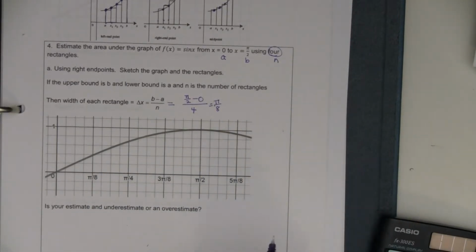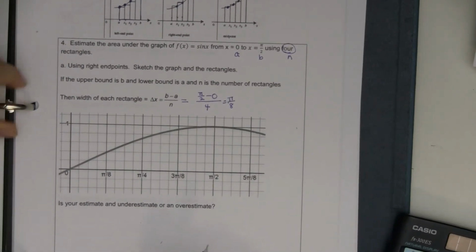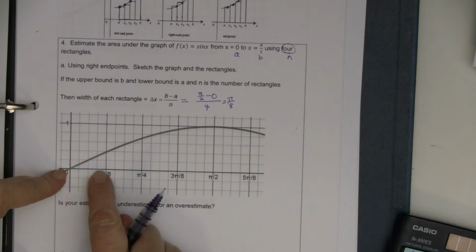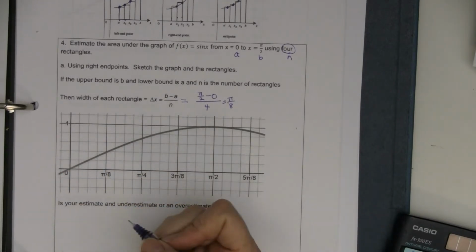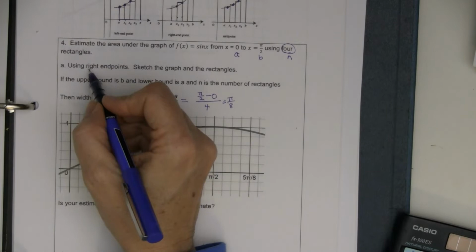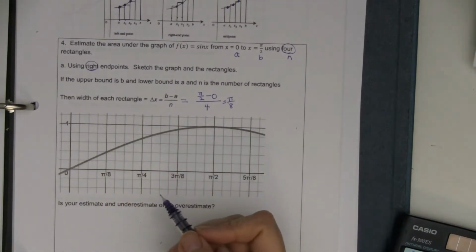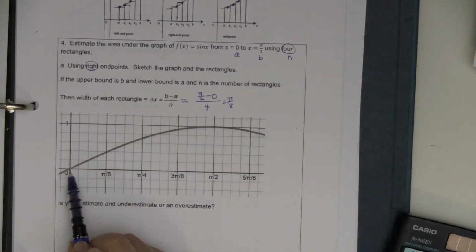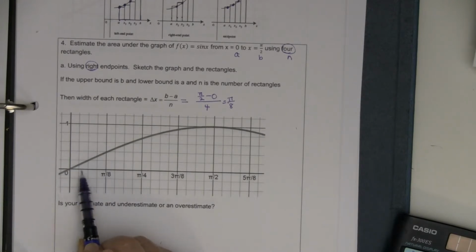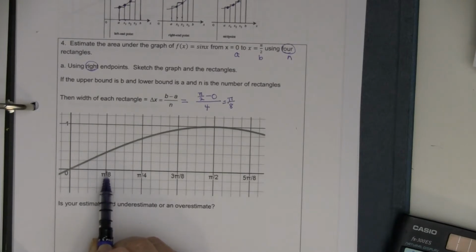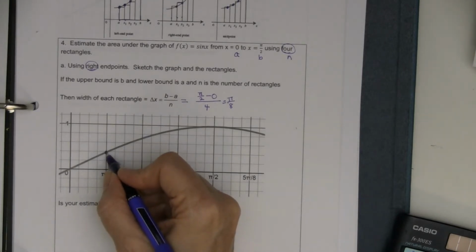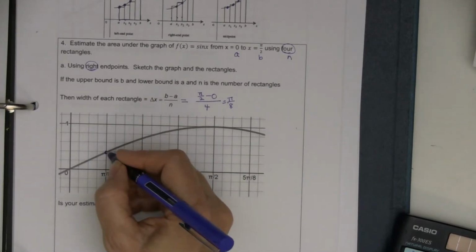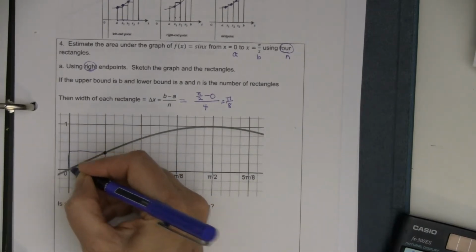Pi over 8. So each of our rectangles is pi over 8 wide. So we're going to have a rectangle that has a base that goes from 0 to pi over 8. And it said to use the right endpoint as the height of that rectangle. So between 0 and pi over 8, that's how wide my rectangle is going to be, and my height will be determined by the right endpoint. So that would be here at pi over 8. So this is going to be my rectangle right here.